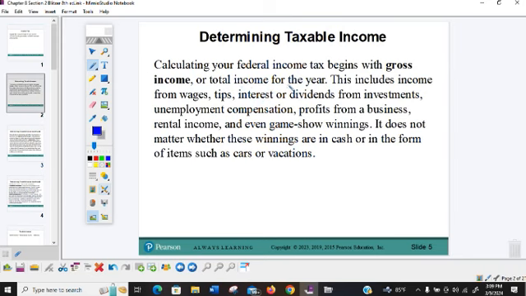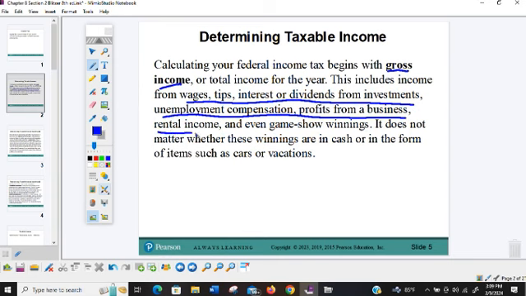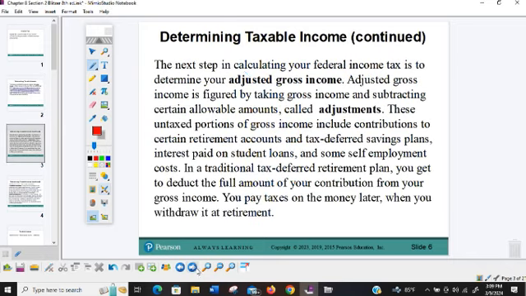Let's determine taxable income. To calculate your income tax, you start with your gross income. Gross income is what you make. This includes wages, tips, interest or dividends from investments, unemployment compensation, profits from a business, rental income, and game show winnings if you've been on a game show recently. It does not matter whether the winnings are in cash or cars or whatever. You still have to claim them.